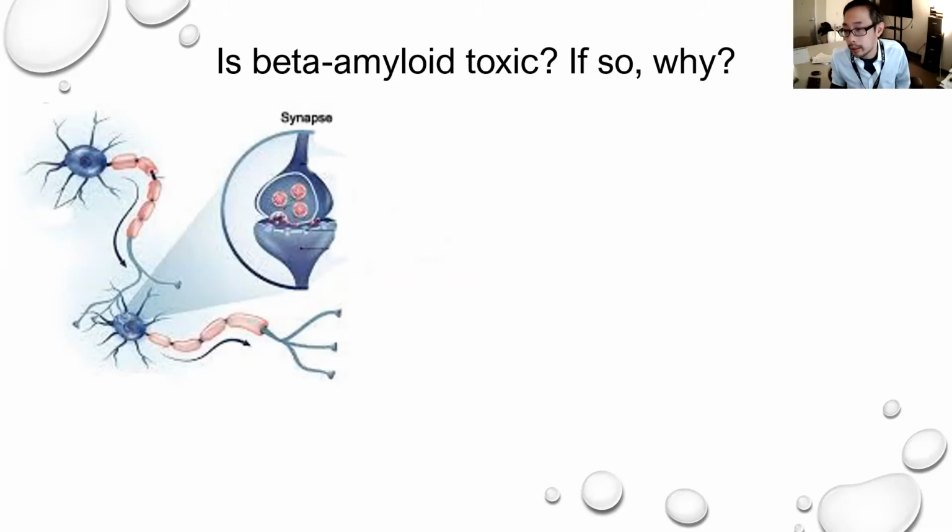So the question is, is beta amyloid toxic? Neurons communicate with each other through synapses. Neurons form an interconnected network, and they communicate through a presynaptic terminal, which releases neurotransmitters that are received by a receiving neuron at a postsynaptic terminal. What we know is that beta amyloid is sticky, especially if it is in clusters, and it tends to interfere with this communication process between the different neurons connected in a network.